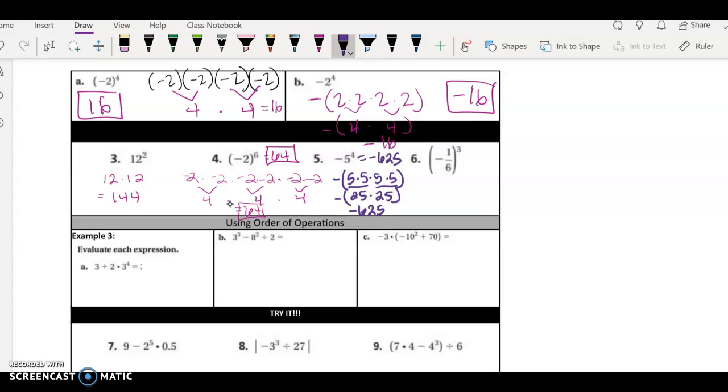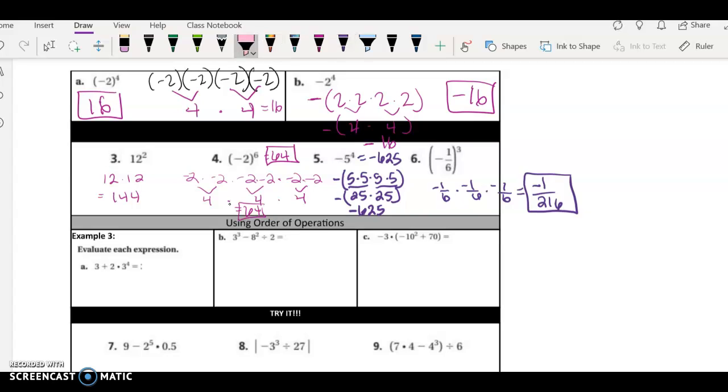For the last one, we have negative 1/6 being multiplied 3 times. So remember, when we have multiplication with fractions, we just multiply straight across. So we have negative 1 times negative 1, which is positive 1, times negative 1, which is negative 1. And then we have 6 times 6, which is 36. And then 36 times 6 gives me 216.